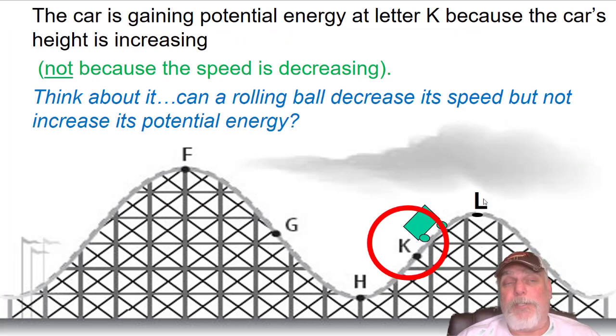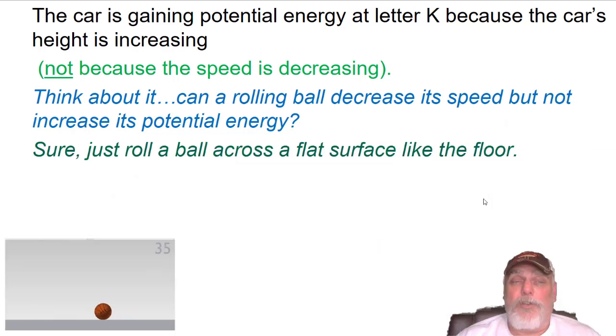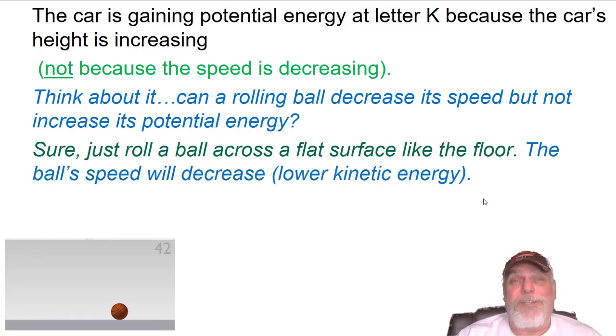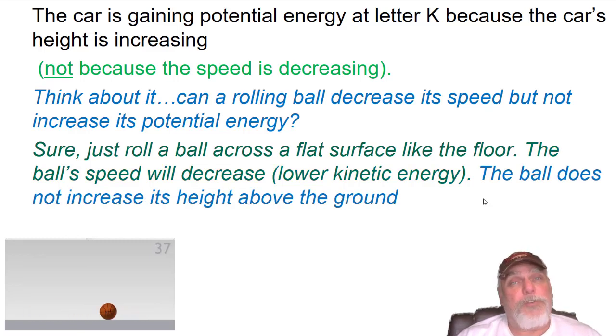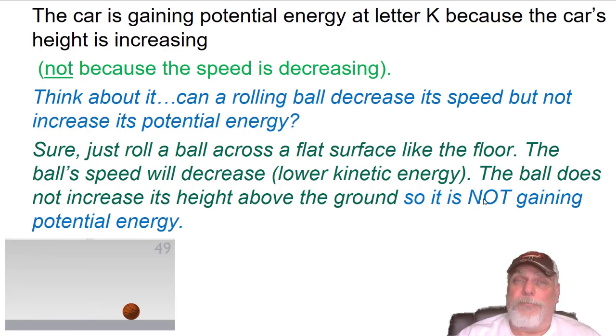Can a rolling ball decrease its speed but not increase its potential energy? Sure it can. A very simple example would be just to roll a ball across a flat surface, like across the floor. Eventually the ball's going to slow down and stop. As it slows down, it's decreasing its kinetic energy. It's not getting any higher, so it's not going to be increasing its potential energy. The ball is just rolling across a flat surface. Its gravitational potential energy will not change. However, its kinetic energy is decreasing because the ball is slowing down.